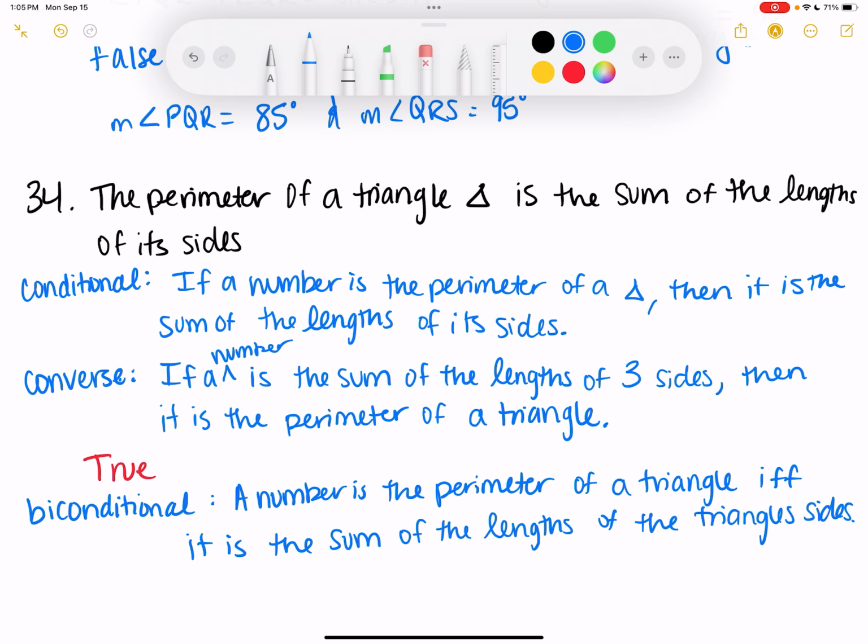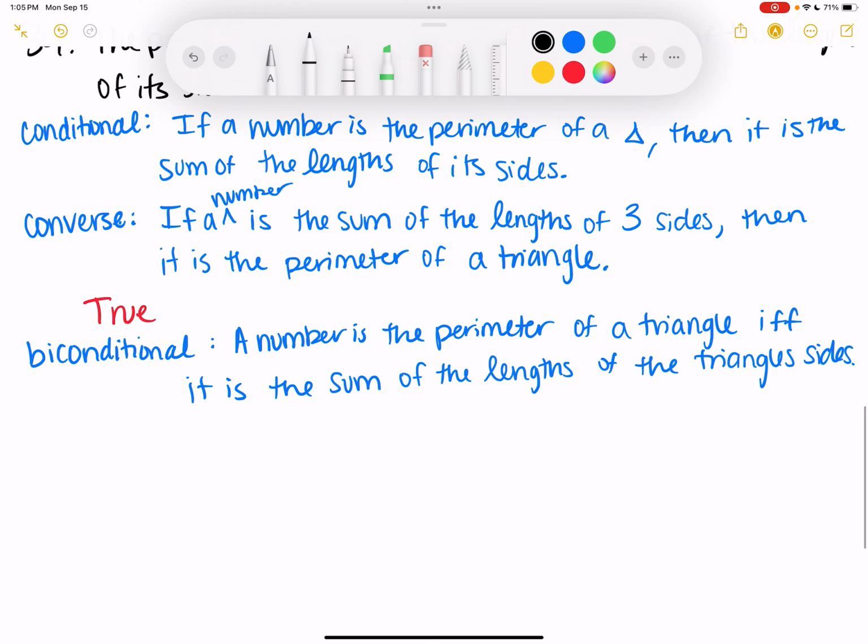All right, our last problems are actually using algebra. They're going to give us an equation and then a value, and they want us to say if the statement can be combined with its converse and still be a true statement. Okay? So 38: if 3u plus 2 is equal to u plus 12, then u is equal to 5.